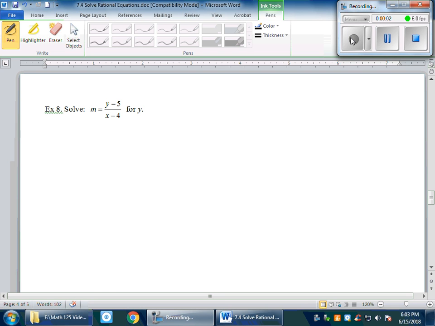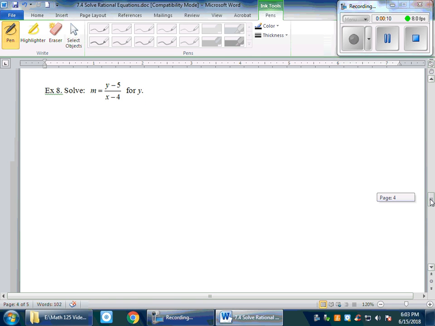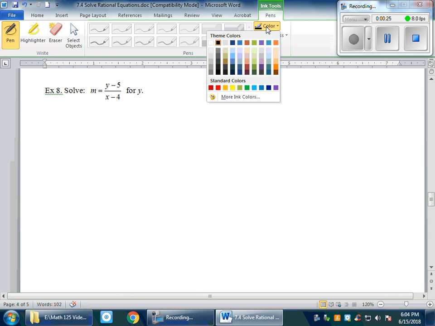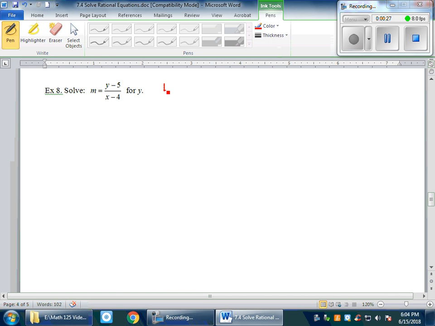Now we're going to look at equations with multiple variables that involve rational expressions. In this case, we are particularly asking you to solve for y. Since these equations contain fractions, like in the previous example, we're going to multiply by the LCD to clear the fractions. In this case, my LCD is x minus 4.